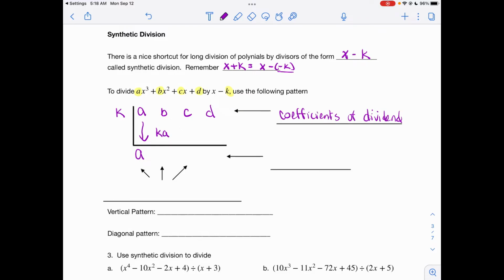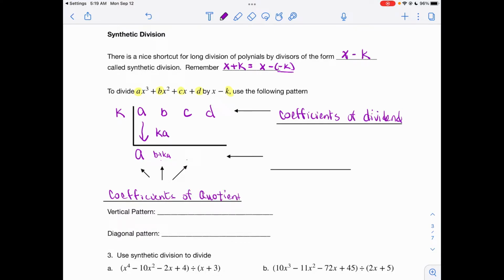And then I'm just going to do whatever operation in this column is. So in this case, I'm going to take b plus ka. And whatever that answer is comes down here. And then I'm going to repeat: k times b plus ka goes up in this. So multiply across, you multiply diagonal, and then you add or subtract straight down. Okay. These terms I get here are going to be the coefficients of my quotient, my answer.